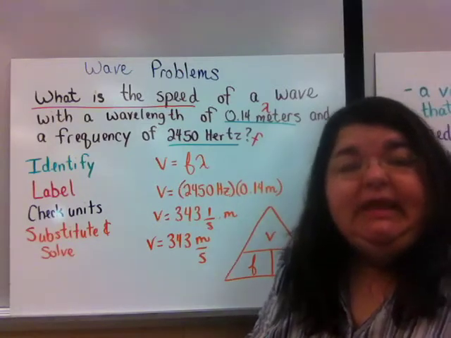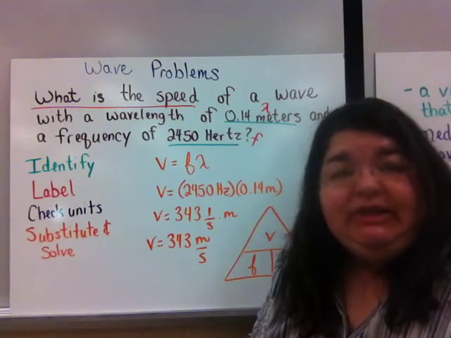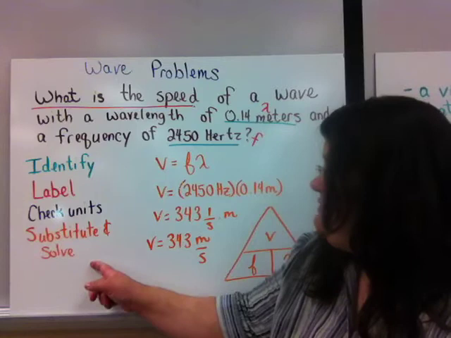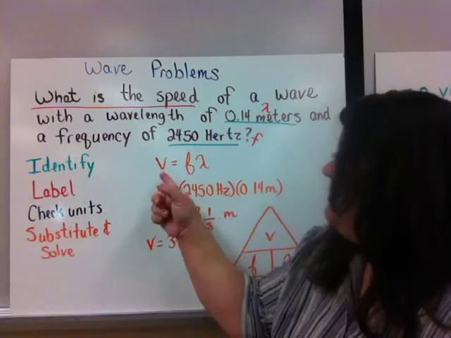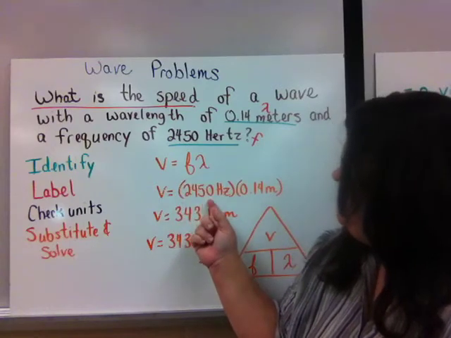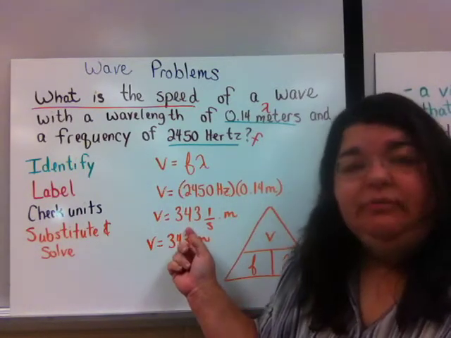Check the units. If I had been given the wavelength as centimeters, I would need to change it to meters before I put it into the equation. Now, substituting and solving, I have this equation, velocity equals frequency times wavelength. So the 2450 times the 0.14 gives me 343.